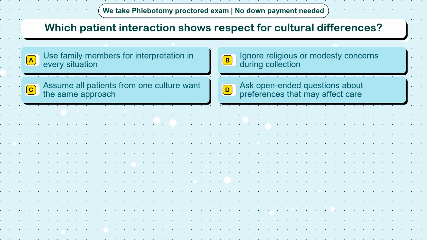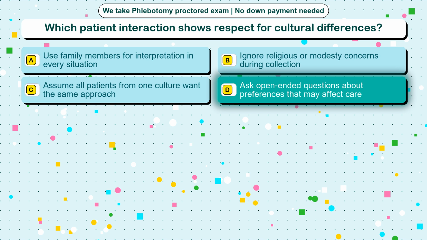Question 98. Which patient interaction shows respect for cultural differences? Option A. Use family members for interpretation in every situation. Option B. Ignore religious or modesty concerns during collection. Option C. Assume all patients from one culture want the same approach. Option D. Ask open-ended questions about preferences that may affect care.